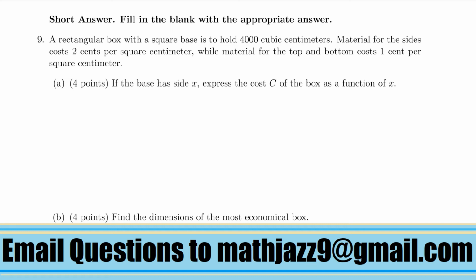Okay, so the next question is, a rectangular box with a square base is to hold 4,000 cubic centimeters. Okay, so we know that the volume equals 4,000. We know this is a box. The materials for the sides of the box cost 2 cents per square centimeter. I'll draw a box here.